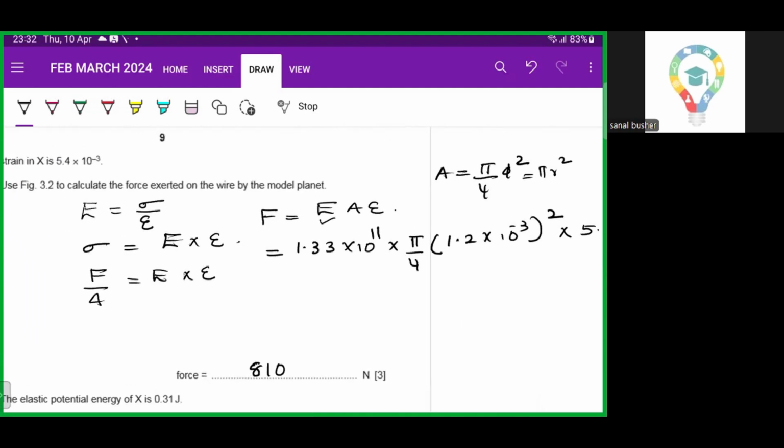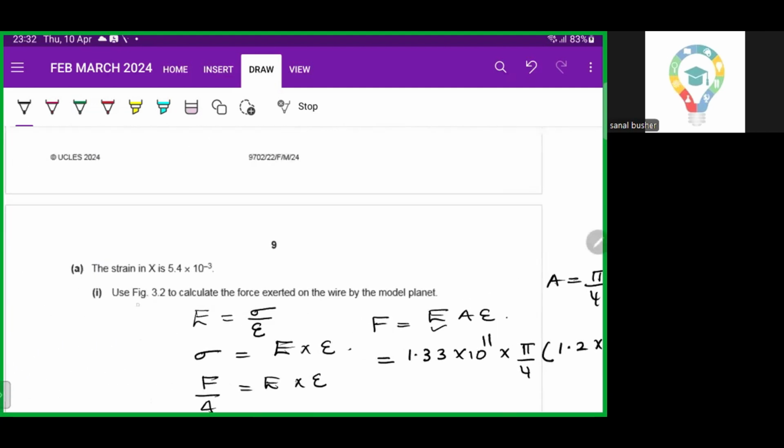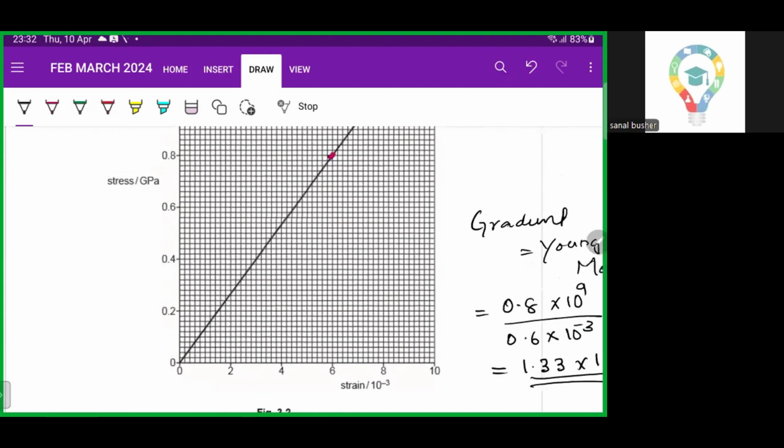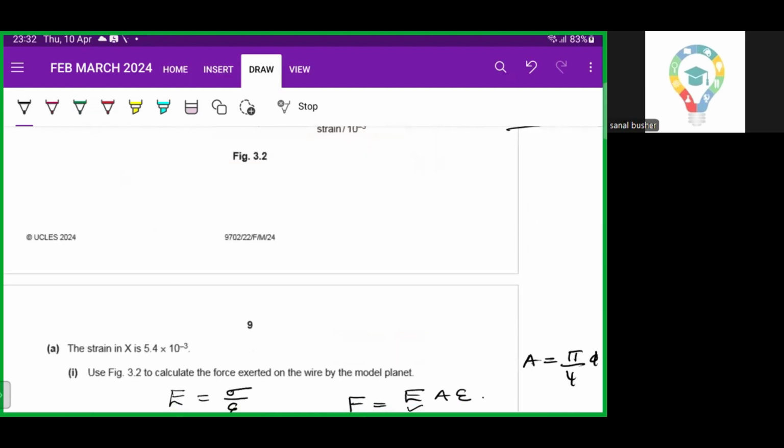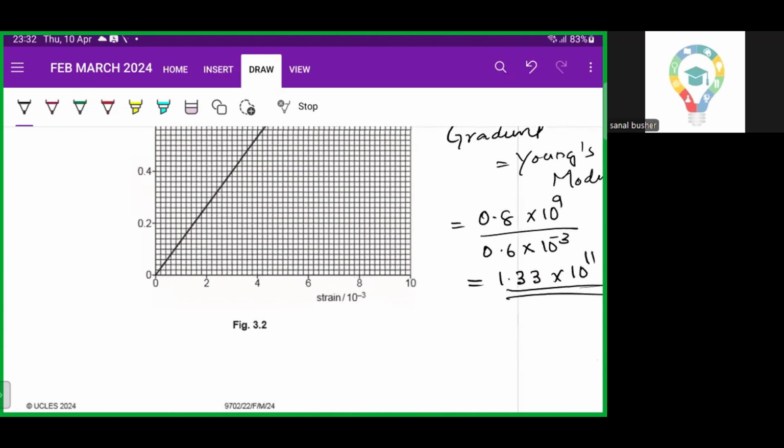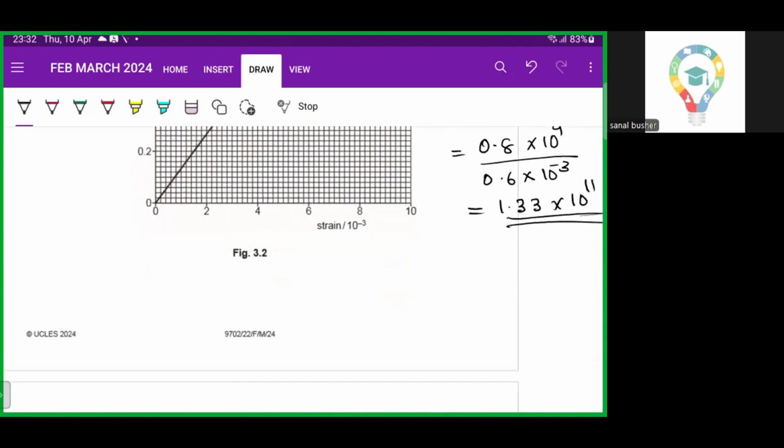You have to use this figure. Use figure 3.2 means there is another method also. You can find out the corresponding stress from the graph for the strain of 5.4 into 10 to the power minus 3. Then you can equate F by A to that value. That also you can do, okay?